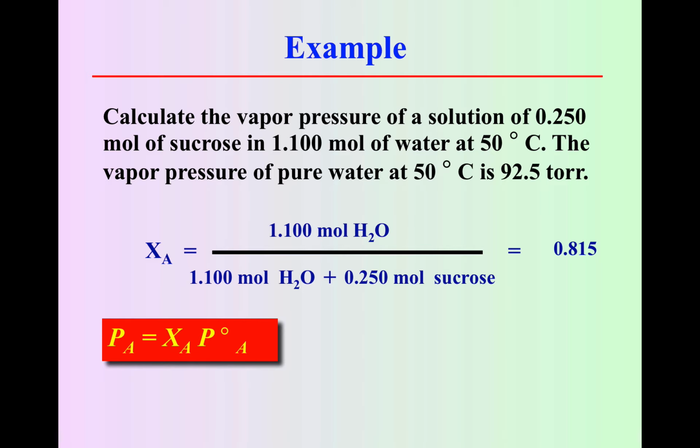So multiply a fraction by a number and you're going to lower the number, right? So multiply the fraction by the pure vapor pressure, which was 92.5 torr, and I end up with the adjusted vapor pressure being lowered.